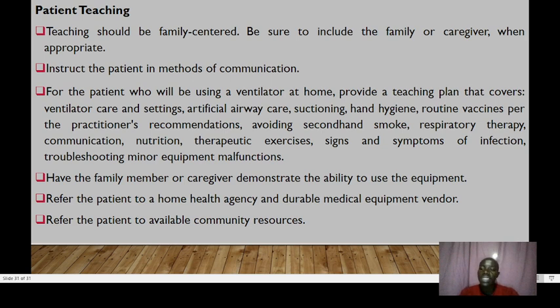respiratory therapy, communication, nutrition, therapeutic exercise, signs and symptoms of infection, troubleshooting, and minor equipment malfunctioning. So you need to have the family member or caregiver demonstrate the ability to use the equipment in that case. And then you refer the patient to a home agency or a durable medical equipment vendor. You have to refer the patients to available community resources.